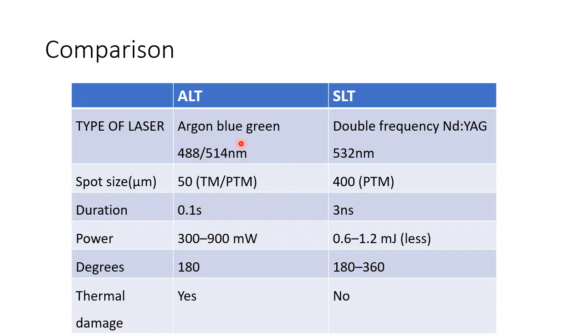In ALT, that is argon laser, this is the frequency of the laser used. This one's an argon, this one's Nd:YAG. Then the spot size 50 microns, and ALT is at the junction of the TM and PTM. Small spots given at the junction of PTM and non-pigmented TM, whereas here large spots given on the pigmented TM, right? Then duration 0.1 seconds, 3 nanoseconds, power 300, more power in argon laser. That's why more thermal damage, more collateral damage happens. Selective laser, less power and less thermal damage.